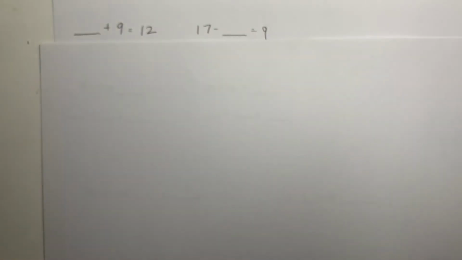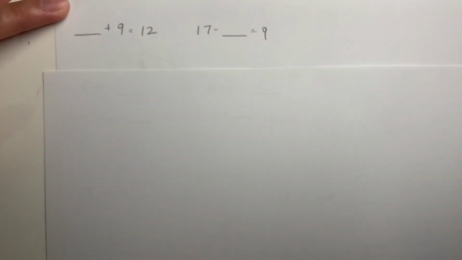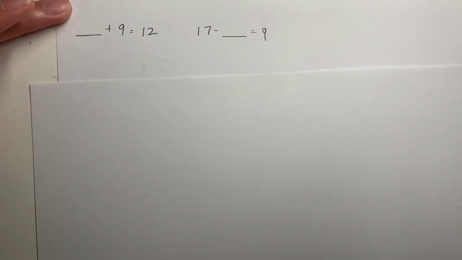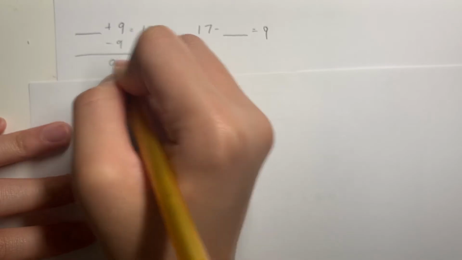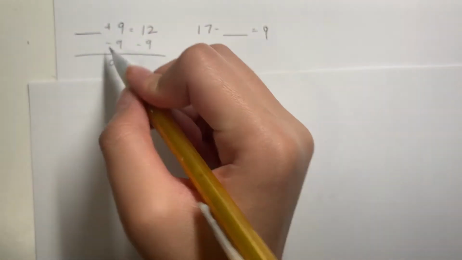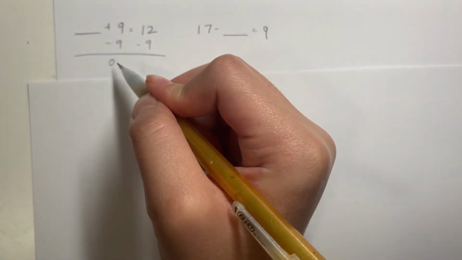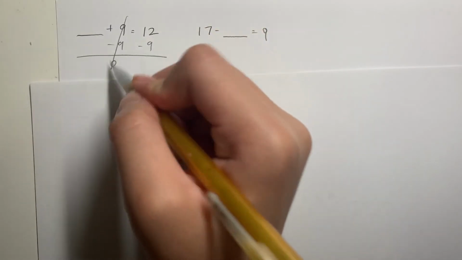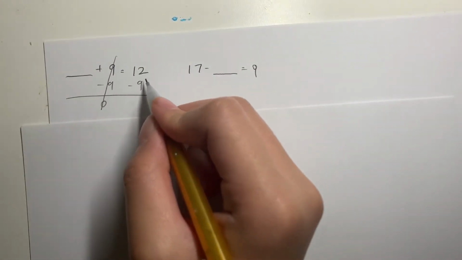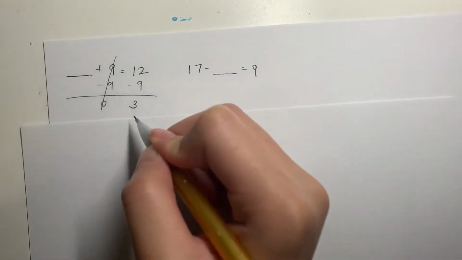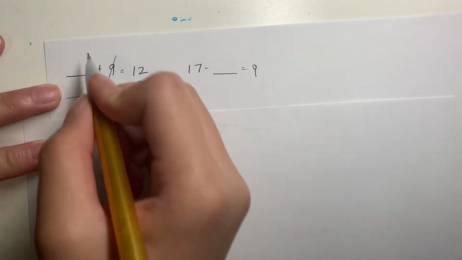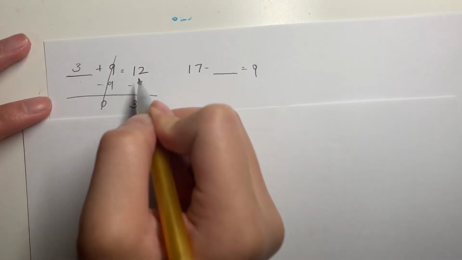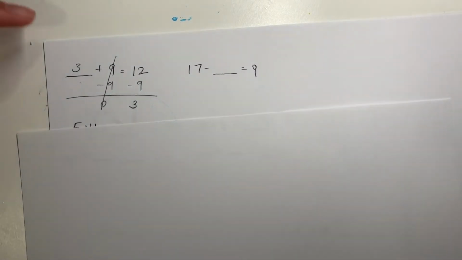So to find this, we're going to have to get the blank alone to find what it equals. So if we subtract 9 from both sides, you get a 0 from 9 minus 9, which means it cancels out and you can forget about that. We have 12 minus 9, which equals 3. So what we have is blank equals 3. So put the 3 back into the blank, you have 3 plus 9 equals 12, which you'll find is true.